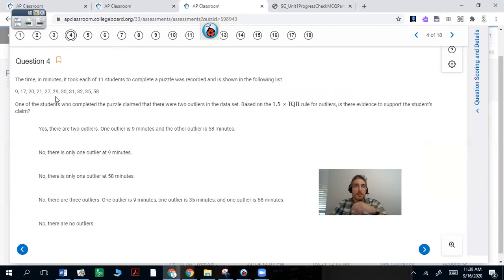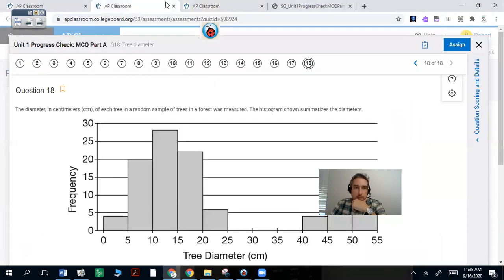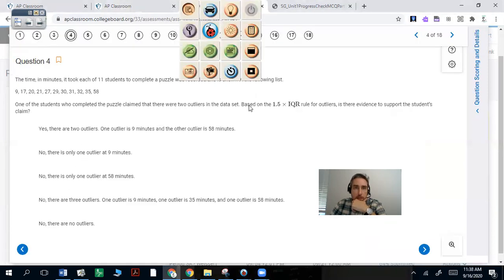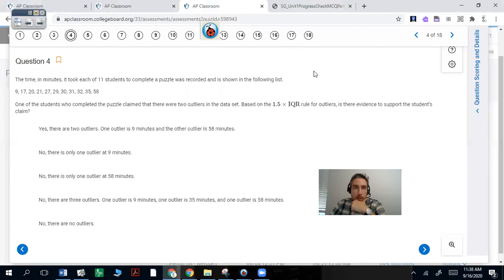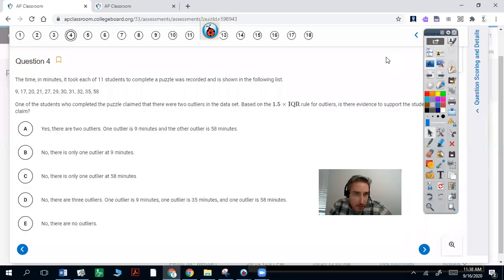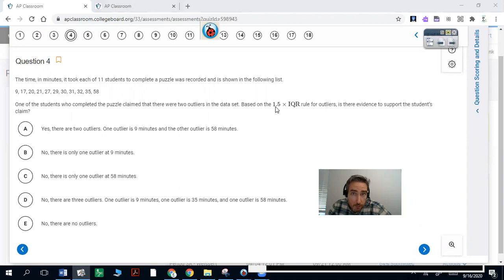All right, now we got it working again. The time in minutes it took for each of 11 students to complete a puzzle was recorded and shown in the following list. You can read those numbers. One of the students who completed the puzzle claimed that there were 2 outliers in the data set based on the 1.5 IQR rule for outliers. Is there evidence to support the student's claim?